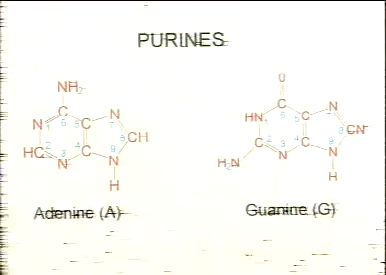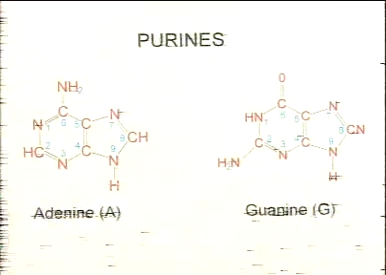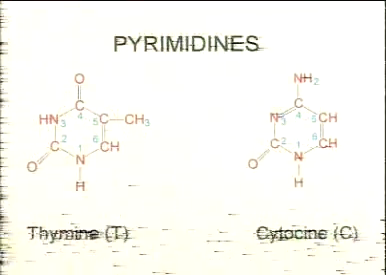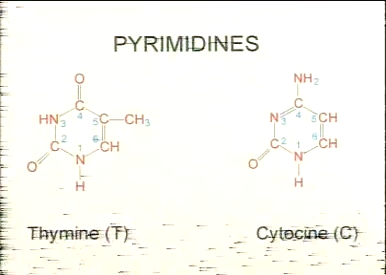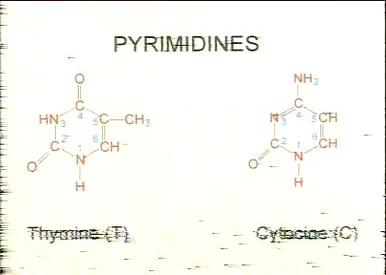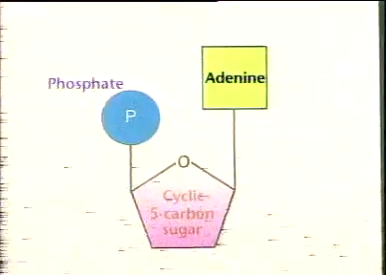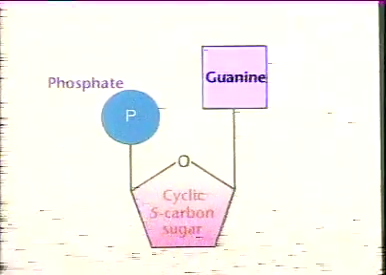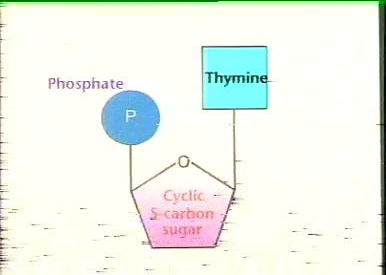Adenine and guanine are larger nitrogen bases and are called purines, while cytosine and thymine are smaller and are known as pyrimidines. Now, as there are 4 kinds of nitrogen bases, there are also 4 types of nucleotides. Each nucleotide is named after its base. So we have an adenine nucleotide, a guanine nucleotide, a cytosine nucleotide, and a thymine nucleotide. These nucleotides are linked to form a polynucleotide chain.